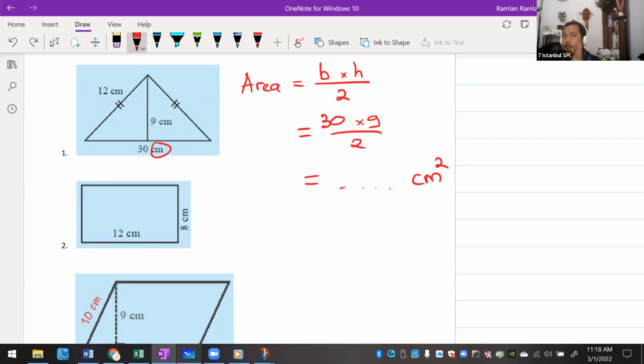Okay, so please do it like this. Write the process. First, write the formula. And then the second one is plug in any variables you have. This is the B and the H, where the B is the base and the H is the height, right? And choose which one is the base and the height.